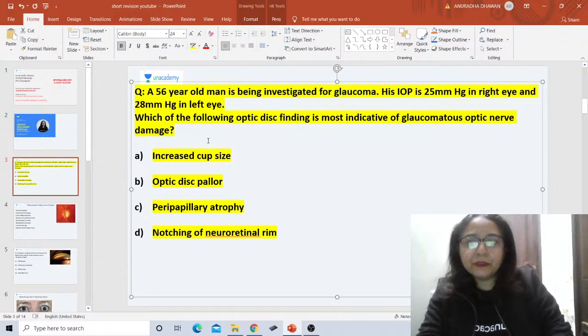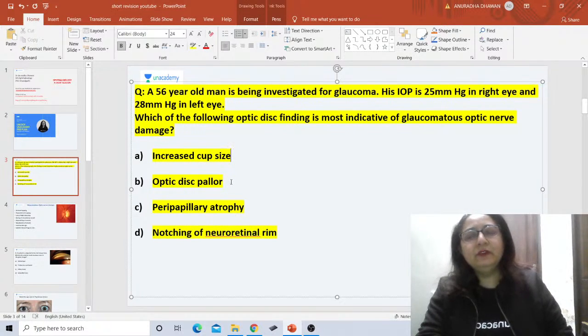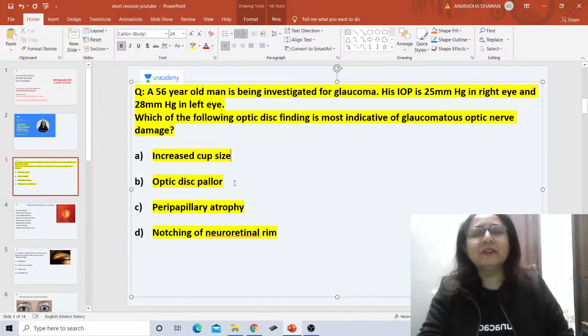If we talk about the first choice, we know the increased cup size can be physiological also. Optic disc pallor, that is usually associated with optic atrophy, can be seen in various other conditions, right? It can be present as a part of post-CRAO, central retinal artery occlusion. It can be following toxic optic neuropathy. It can be following trauma. So optic disc pallor can be associated with various conditions. So this is not characteristically indicative of glaucomatous damage.